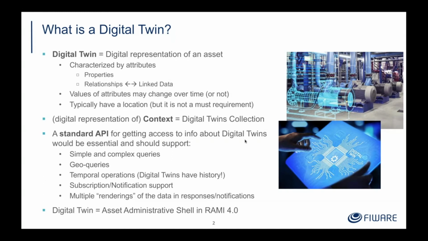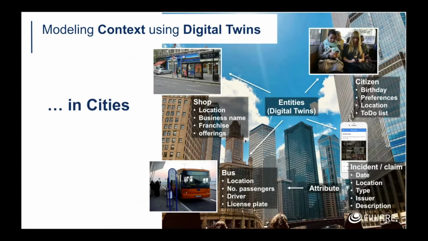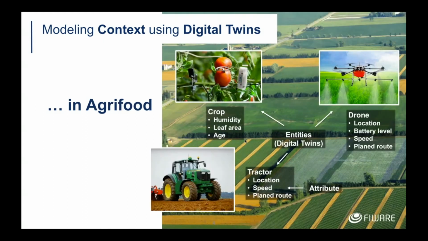If we think about manufacturing, the notion of digital twin corresponds to the asset administration shell. If we rely on this concept of digital twin, actually this vision is common across domains. It works for cities. Here the entities might be the shops, the citizens, the buses. They might also be digital objects like the claims that citizens may trigger. Same in agri-food. The difference is that we may deal with different entities and attributes, but all is based on a common concept.